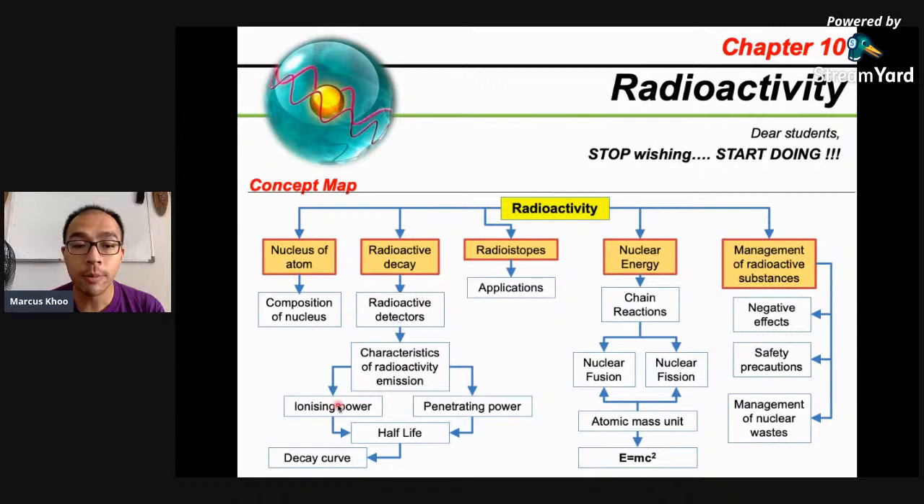Secondly, we're going to talk about half-life. This one is another calculation part, which is a little bit more complicated than the one that we were doing previously. We're talking about half-life, and since we're talking about half-life, we must talk about the decay curve.